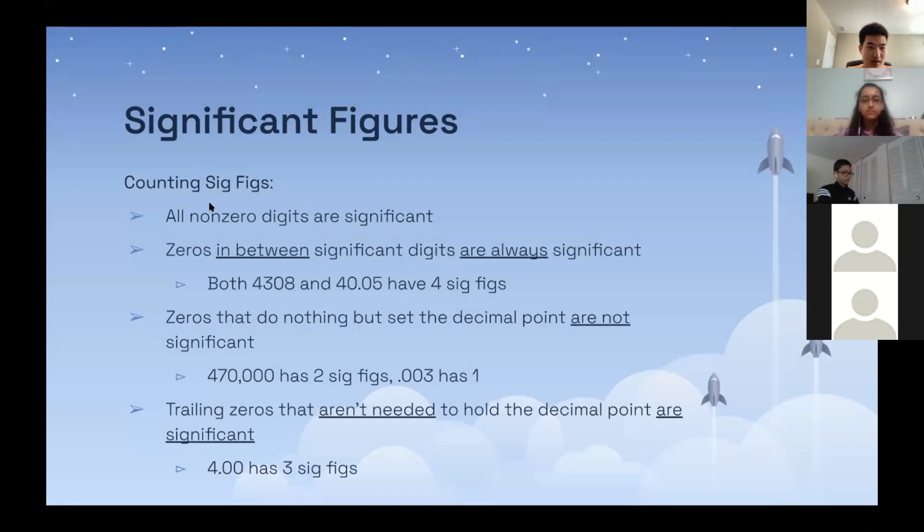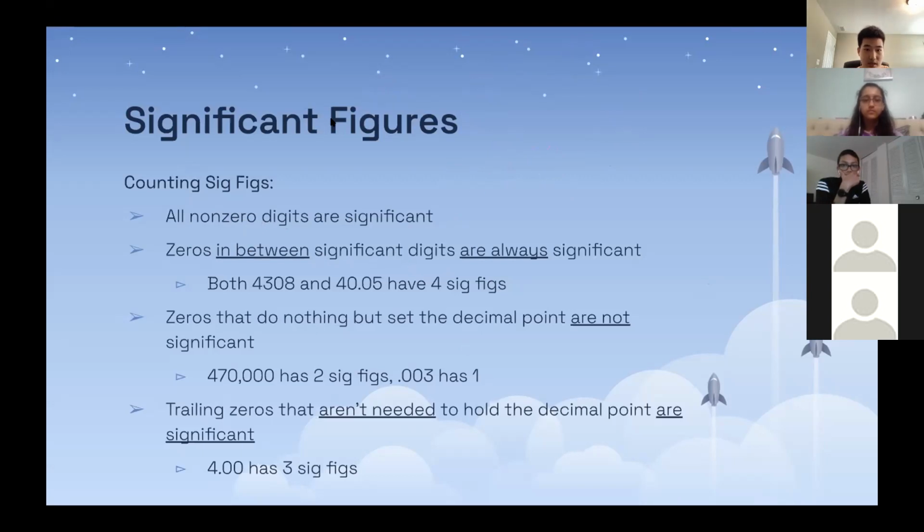So basically, you have a number, and in that number, a certain amount of those digits will be significant and some won't be significant. There's a couple rules that surround it. So all non-zero digits are significant. Say I have just 1, 2, 3, 4, that has 4 digits. And because all of them are non-zero, it has 4 significant digits. So that one's really easy to know.